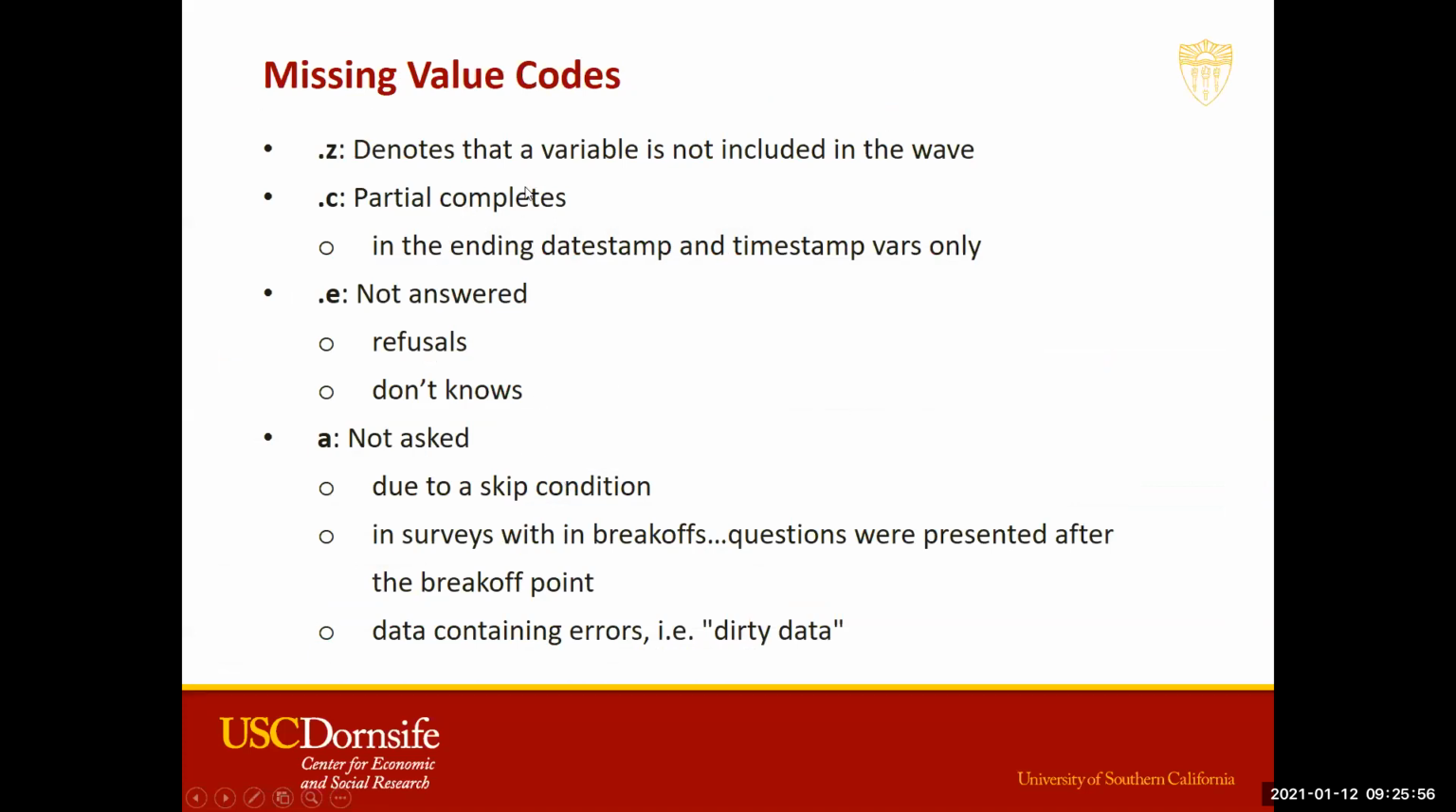These are some missing value codes. This is more for reference. I don't think we really need to go into this in detail. You've got .c, whatever. Parcel completes when a survey is not in the wave, and you have not answered, like refusals, don't knows, and then not asked, you skip conditions and such.